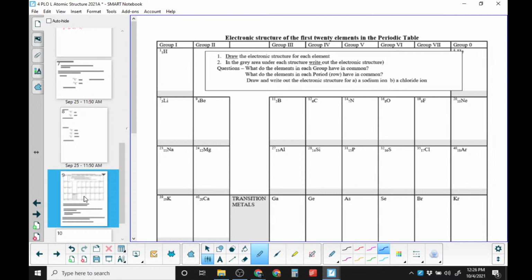And do you need your periodic table to do this at all? No. If you're using your periodic table, you may get the number of neutrons wrong.